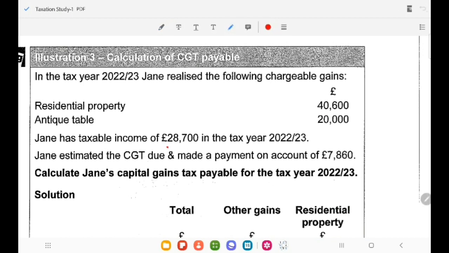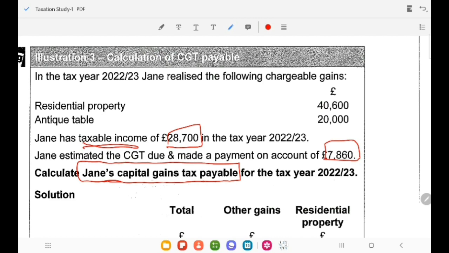So taxable income is also given to you, and remember this is taxable income. Zain estimated CGT due and made payment on account 7,860. Calculate the capital gain tax payable. So remember the wording, what is the requirement? This is very, very important. So we have how to present this, how to deduct the annual exempt amount from this. This is what we have to calculate, and how to apply the rate.